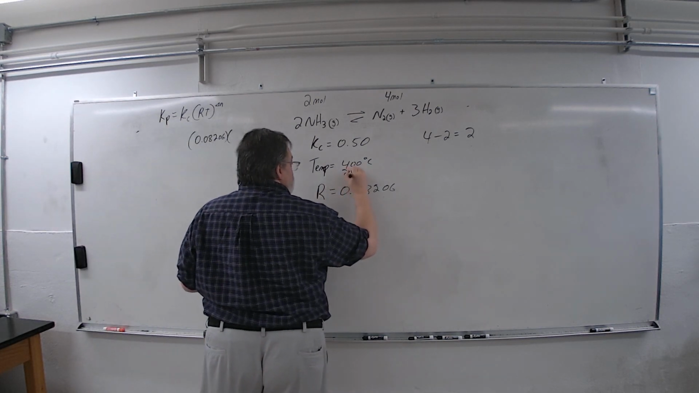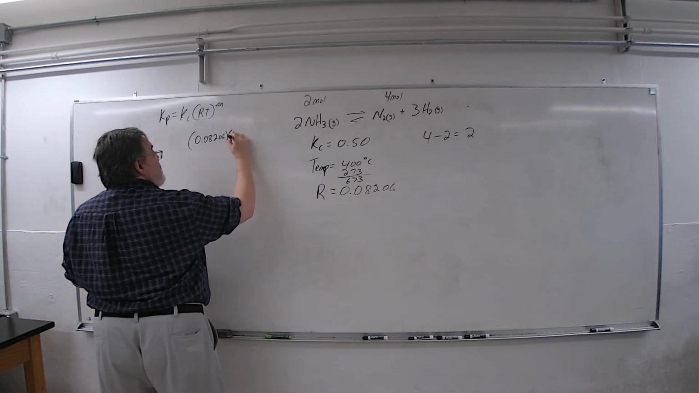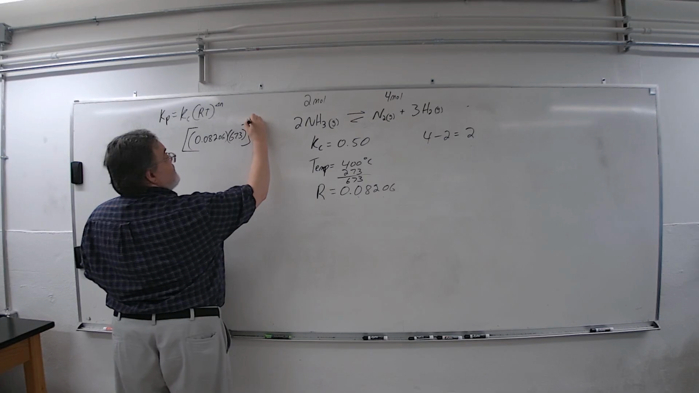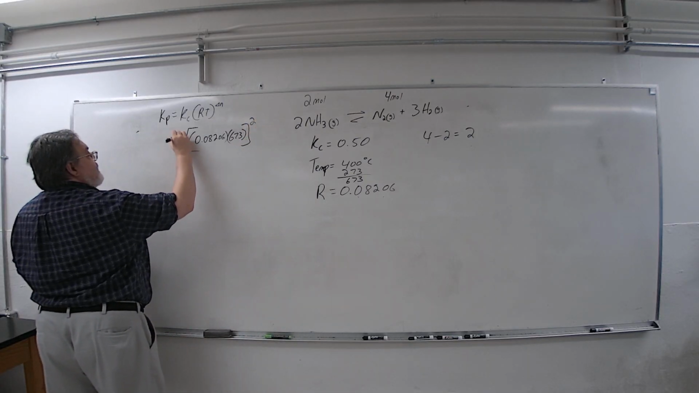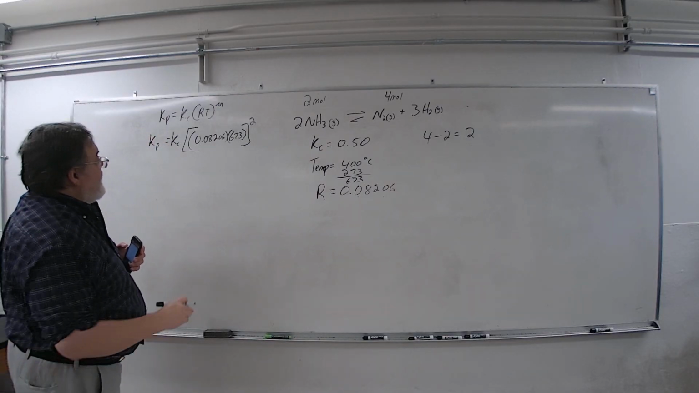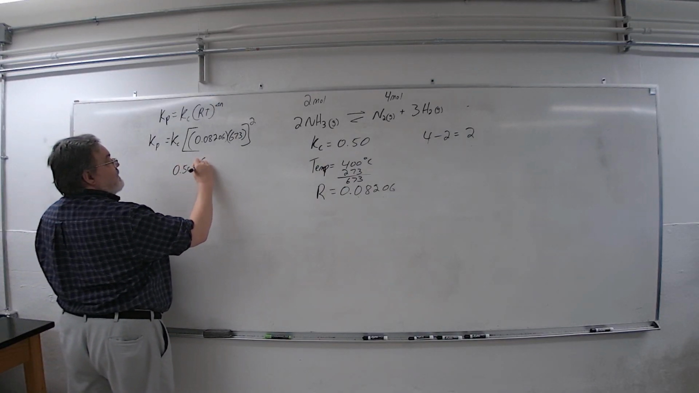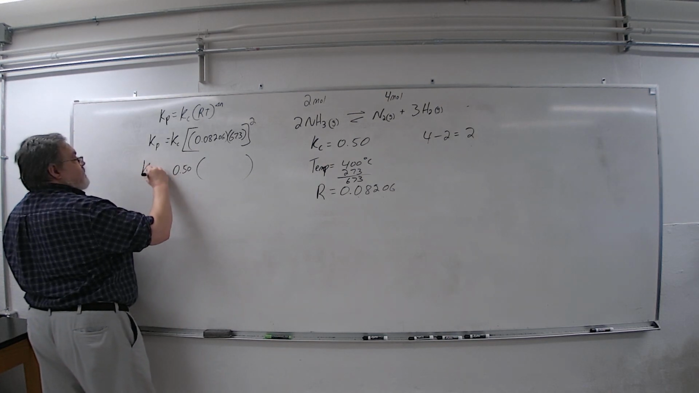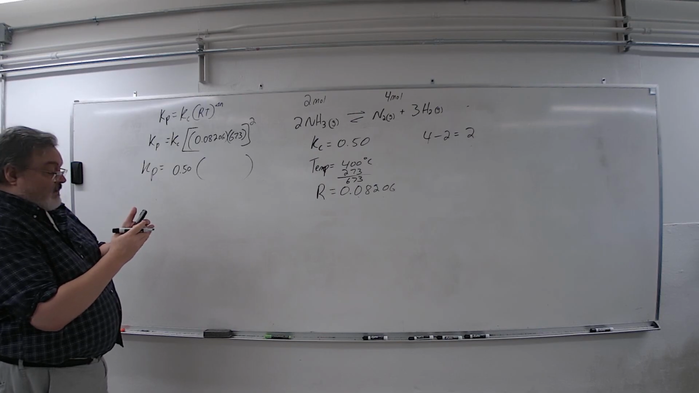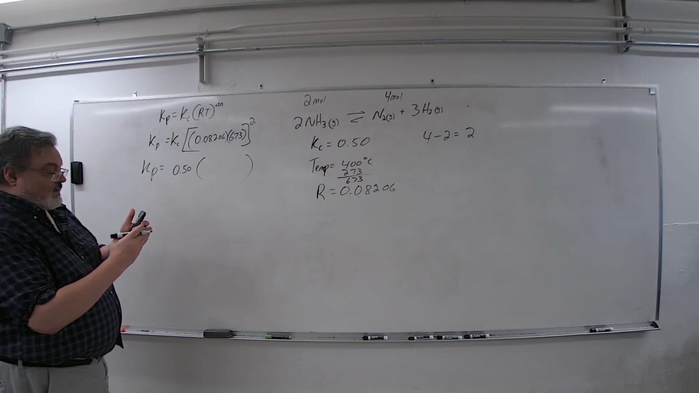Temperature, 673, and this is squared. In this case, we're given Kc, we have to calculate Kp. Kc is 0.50 times all of that is Kp. Let's see if I can do it. 673 times 0.08206.